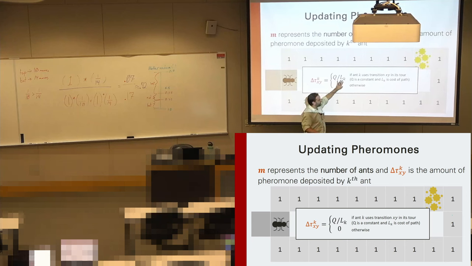And then L of K. L of K is just saying, well, how much was the cost of that path? What's the cost of this top path versus this bottom path? That's all. And specifically, only use this if the ant actually took the path. Remember, I might have 100 ants. Well, not every ant's going this way. Only 58% of the ants may go this way, and that's not even true.